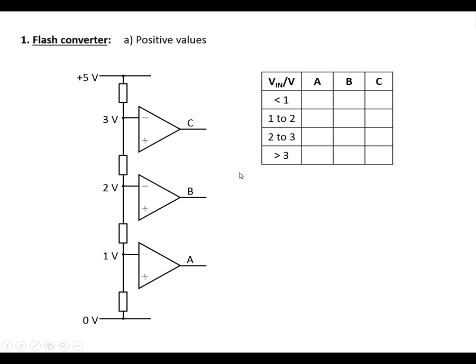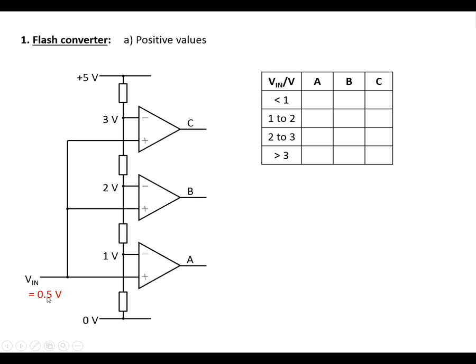So first of all, we need to get a chain of resistors set up as a voltage divider to provide us with these reference voltages that we're going to compare the input with. These go to the inverting inputs. The non-inverting inputs are connected to VIN. So to show how this works, we're going to put in some numbers.